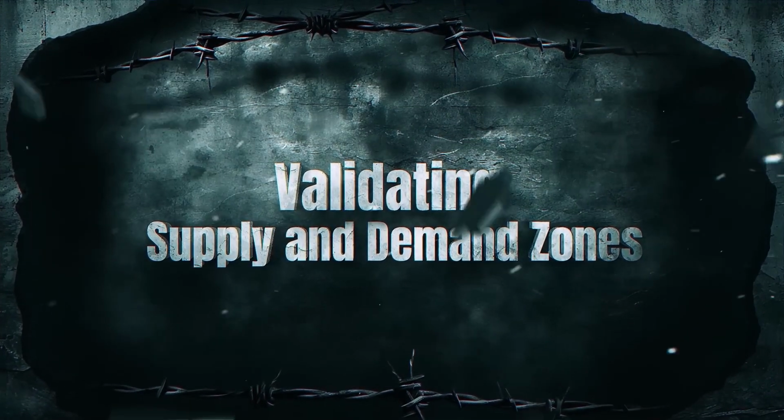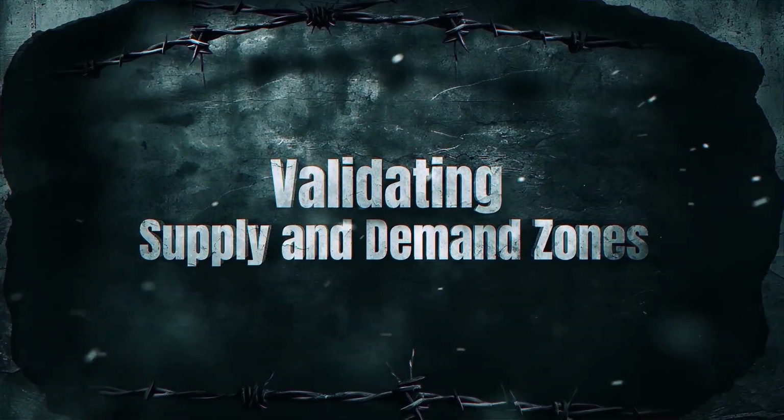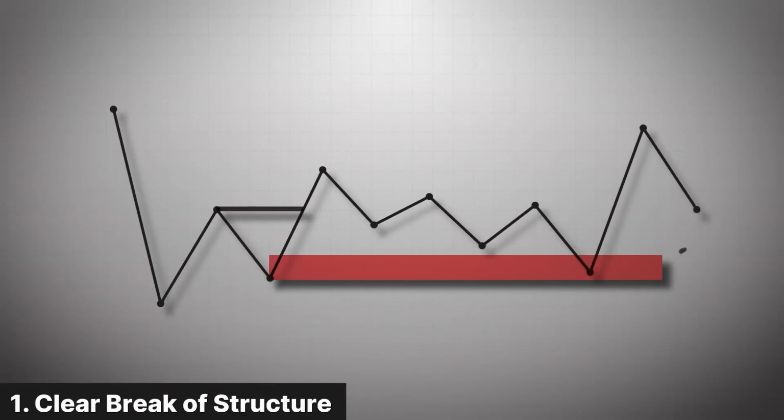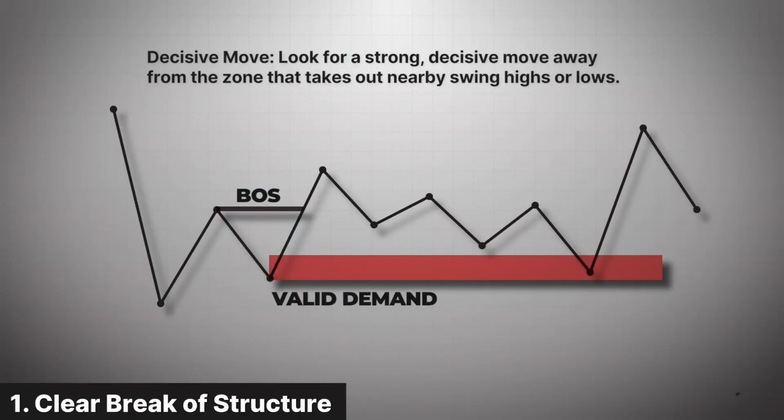Now let's talk about how to validate whether a zone is likely to hold. The first thing you want to look for is a clear break of structure. This means price needs to make a decisive move away from the zone and take out any nearby swing highs or lows.